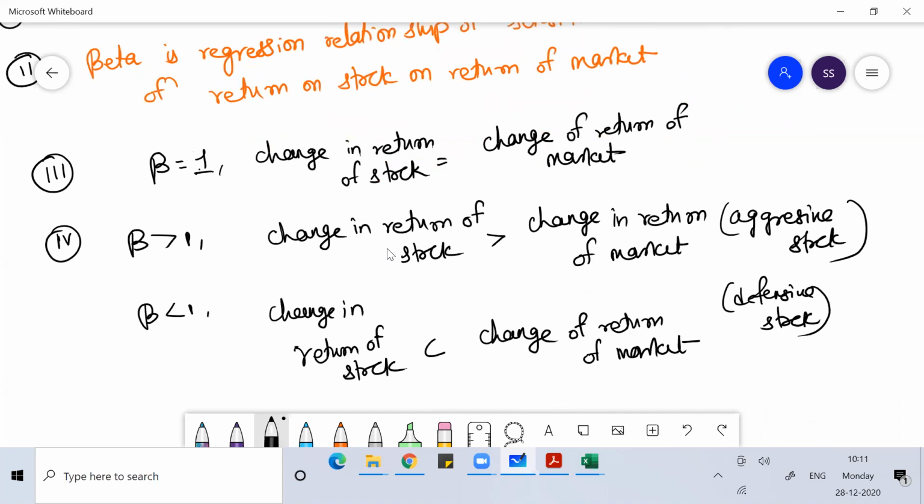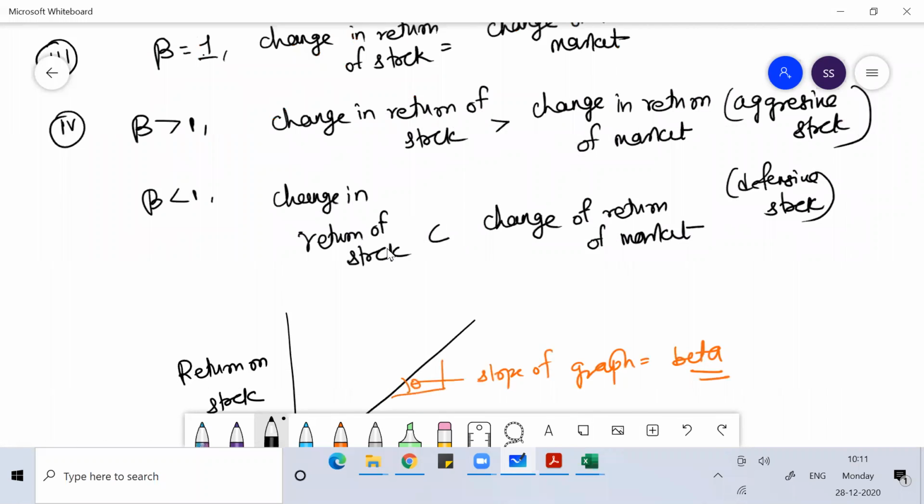Stocks which have beta more than one are aggressive stocks, like stocks of real estate companies or banking companies. Defensive stocks are your FMCG and pharma-based companies, where the stocks show a lesser percentage return compared to the change in the market.